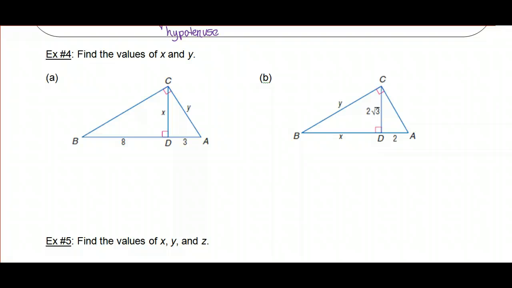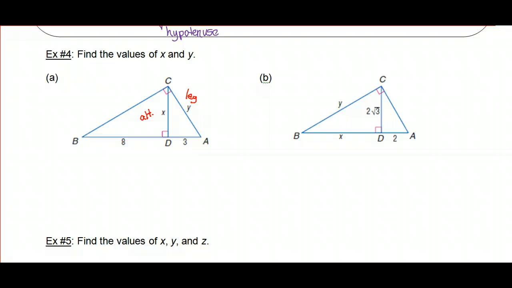So let's look at this problem where we want to find x and y. In one case, x is an altitude. So this is an altitude, and this is a leg. I'm going to use geometric mean for both of them. However, you may see that you can also use the Pythagorean theorem to complete one, but because we're doing geometric mean, I want to practice that approach.